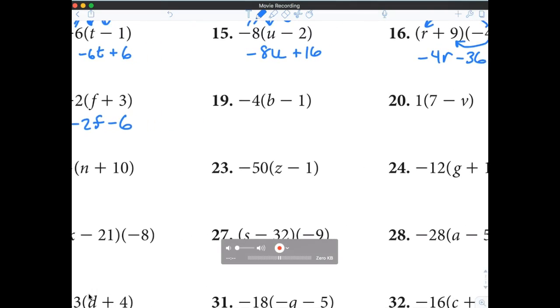Number 19. Go. Negative 4b, and then that is minus, negative times a negative. There you go. Do you see what I'm saying? So now you're learning right now. So verify your results. Negative times a negative is a positive. All right, Will, you're up.